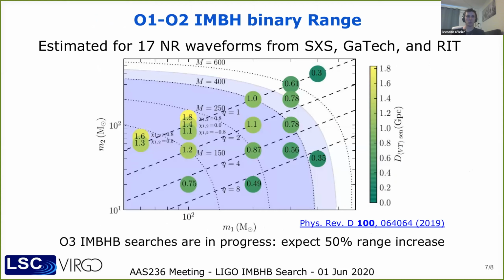Now, in the case of a null detection, one important metric that we can calculate is our sensitive range. On this plot, each circle represents a different pairing of component masses, M1 and M2. For each pair, we can calculate the sensitive distance, in this case in gigaparsecs. This is a measure of how far out we can see a given source. Essentially, what we find is that in the IMBH regime, we're most sensitive to the 100 plus 100 case, so a 100 solar mass plus 100 solar mass system. The numbers shown here are from the O1/O2 IMBH paper, which is linked on these slides. For O3, we expect about a 50% increase in our sensitive range.